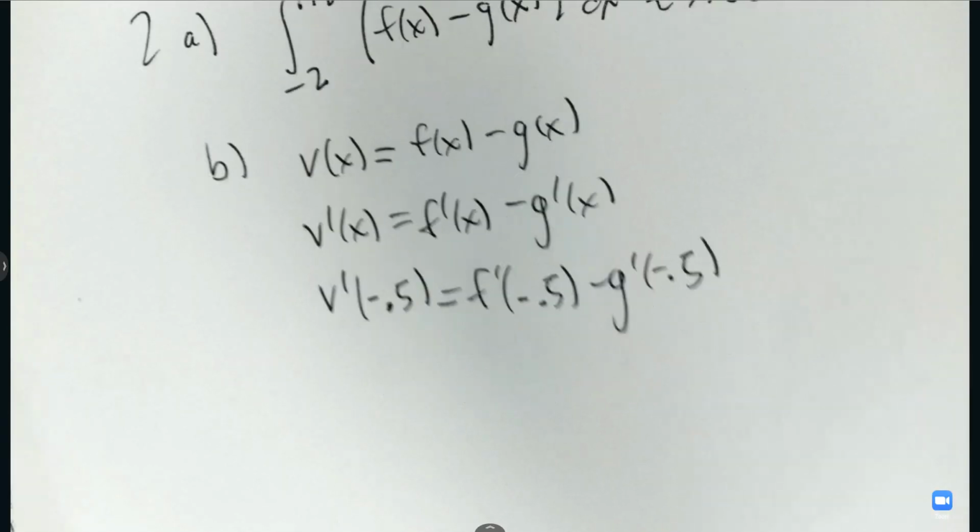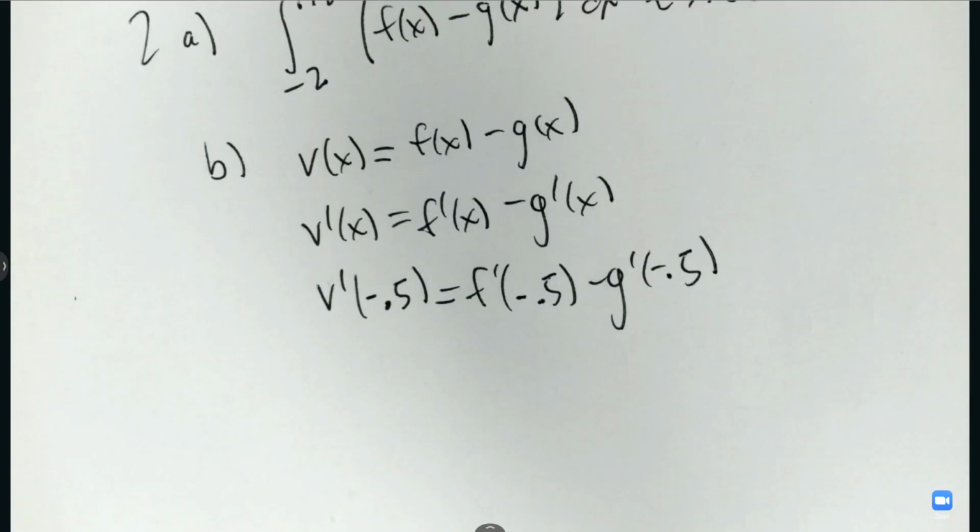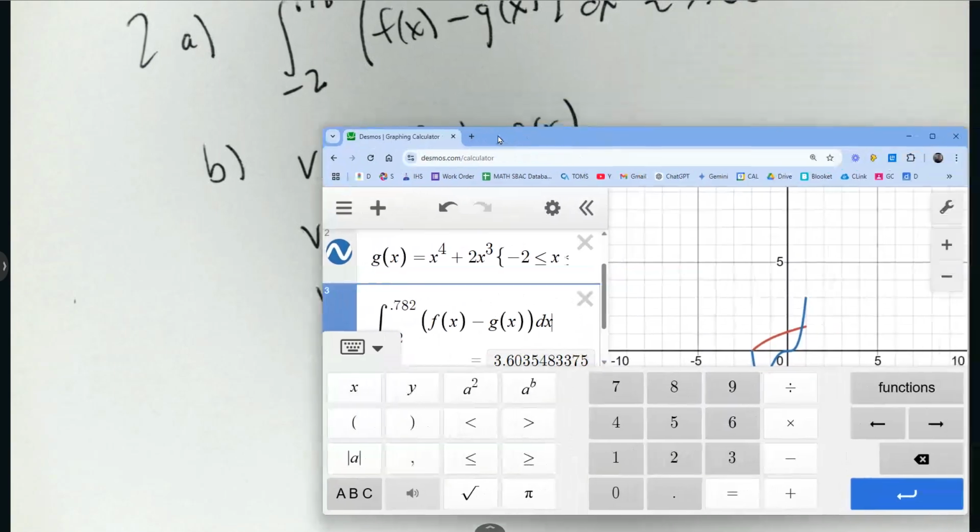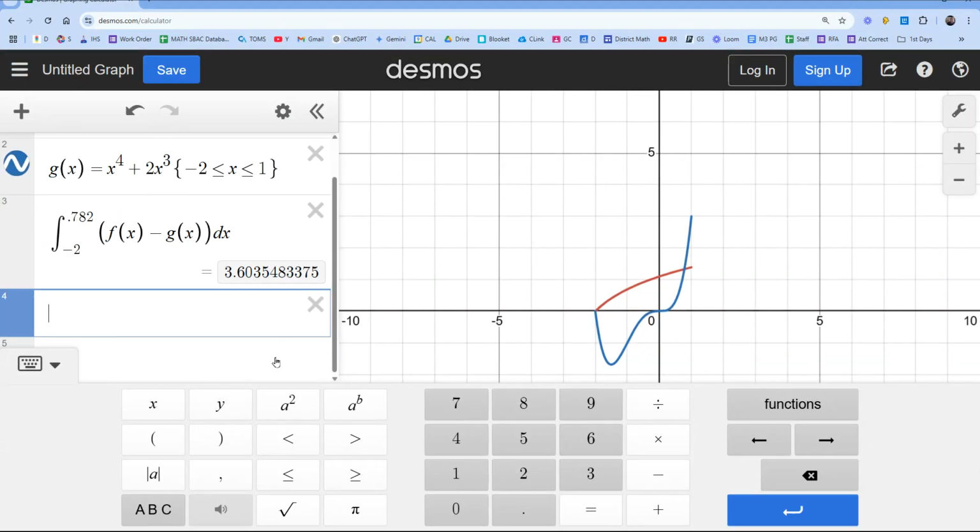And if the answer is positive, it's increasing. If the answer is negative, it's decreasing. So I'm going to go back to Desmos. You can press pause if you like. And I'm not going to write v, I'm just going to go f derivative at negative 0.5, subtract g derivative at negative 0.5. Make sure I typed it in right. And I get the answer negative 0.6.